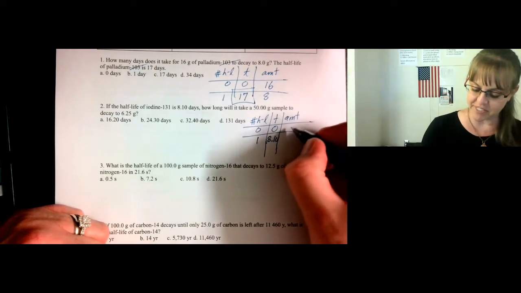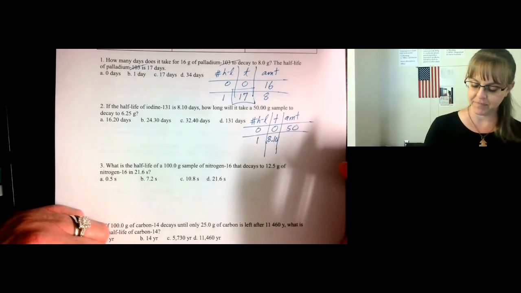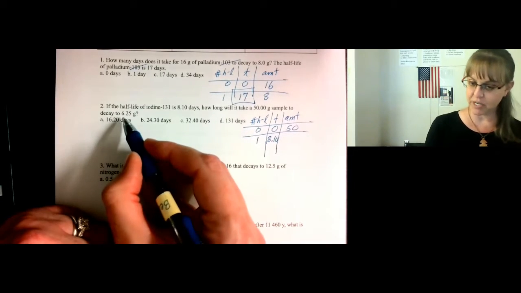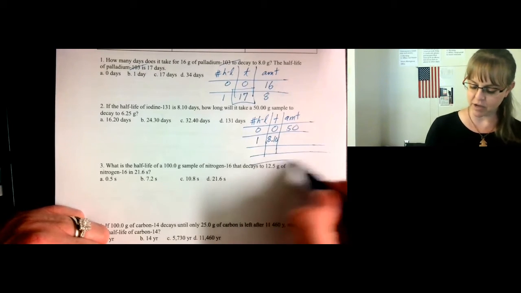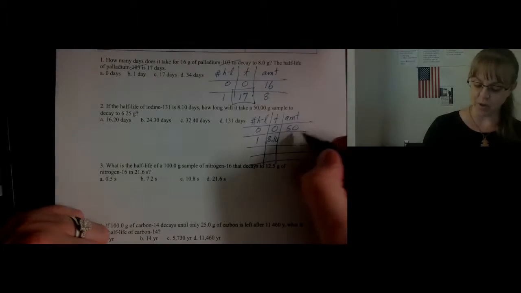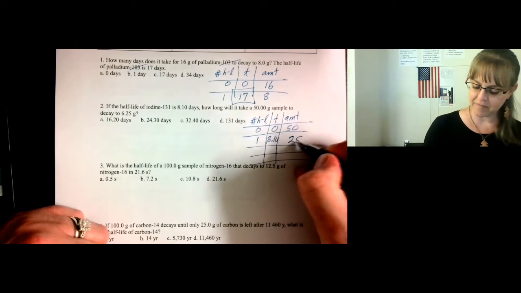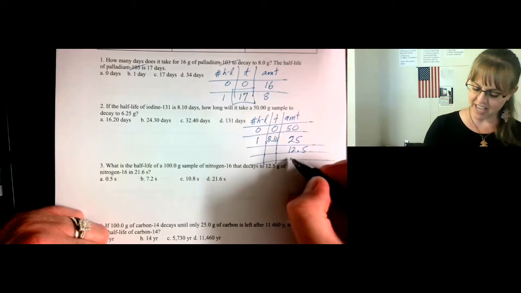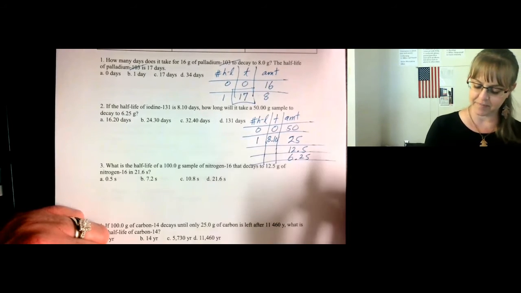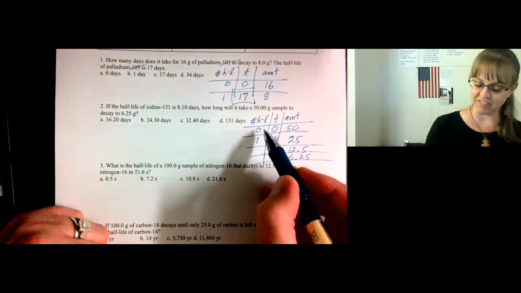Okay, 50 grams is all of your sample. We have to half this until we get down to 6.25. Go ahead and do that now. Pause the video. So half of 50 is 25, half of 25 is 12 and a half, and half of 12 and a half is 6.25. Count how many half-lives that was.